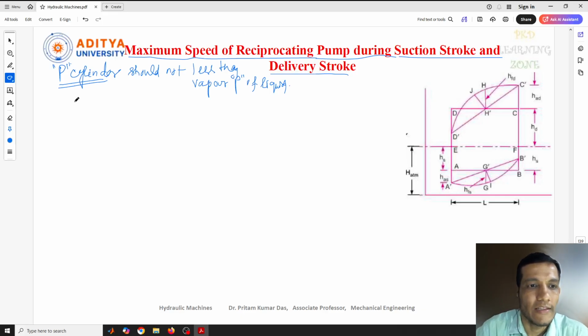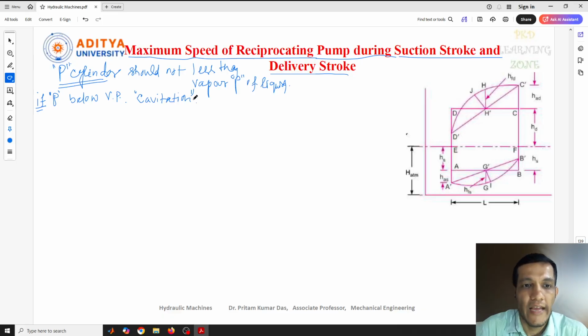So if the pressure in the cylinder is below, or less than, the vapor pressure of the liquid, then what will happen? Then the dissolved gases which are present in the liquid will be liberated, and that will form cavitation. That means air bubbles will be formed from that liquid, and once air bubbles are formed, then cavitation starts here. Now here if you see, this is the region for cavitation.